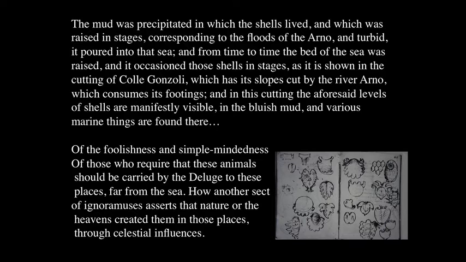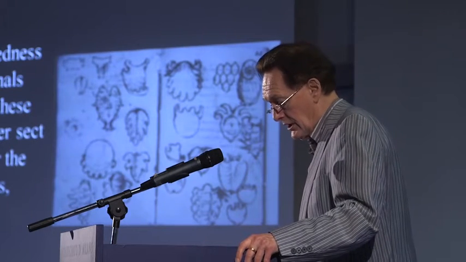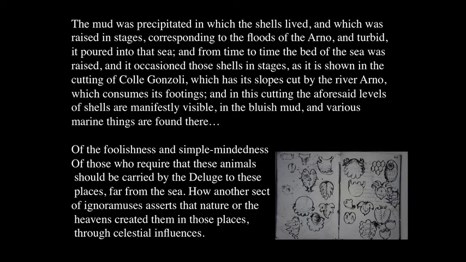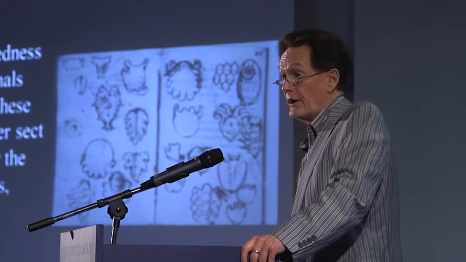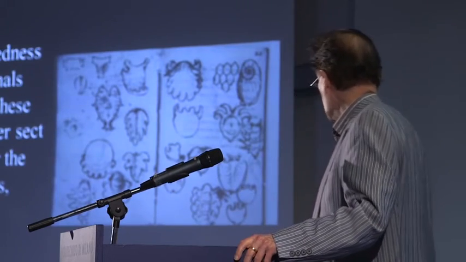And there are other accounts of these strata, including ones in the Danube and Rhine, which he must have had reported by people whom he quizzed about these things. And on the same page later on, there's one of his characteristic polemics on the foolishness and simple-mindedness of those who require that these animals should be carried by the deluge to these places far from the sea. He marshals a whole range of arguments. How another sect of ignoramuses asserts that nature or the heavens created them in these places through celestial influences, i.e. astrological creations.